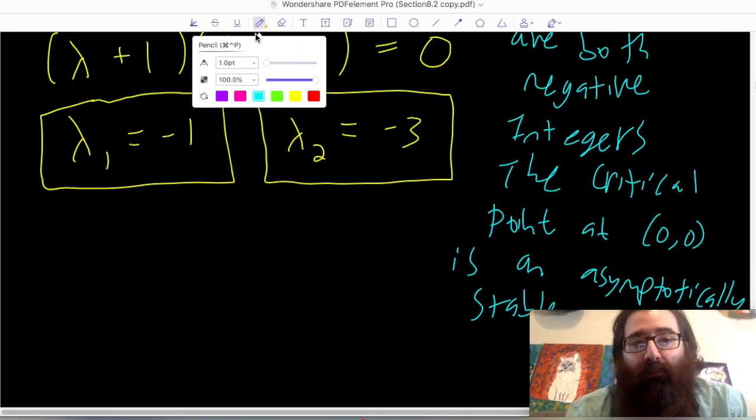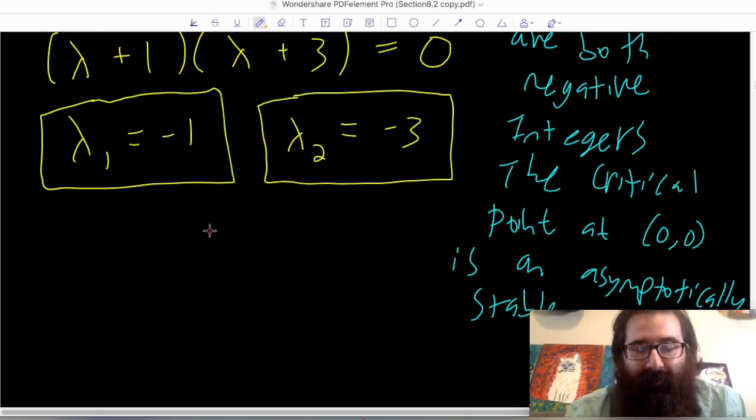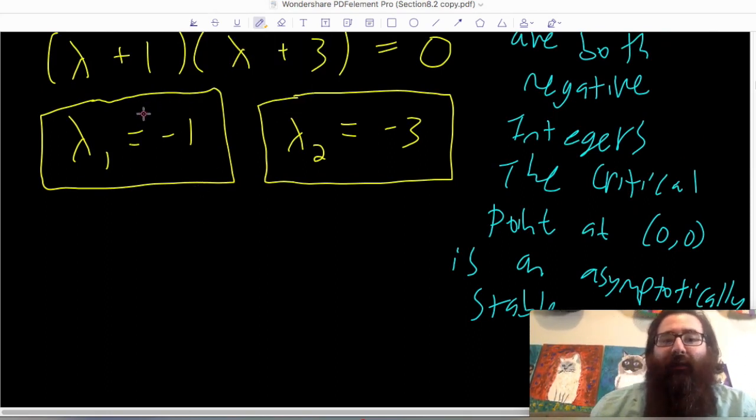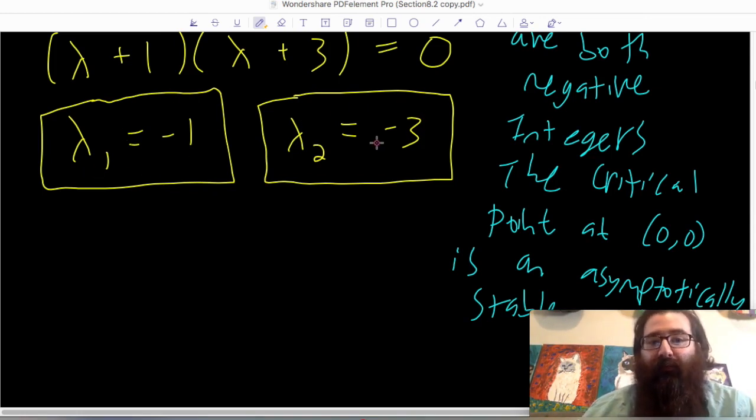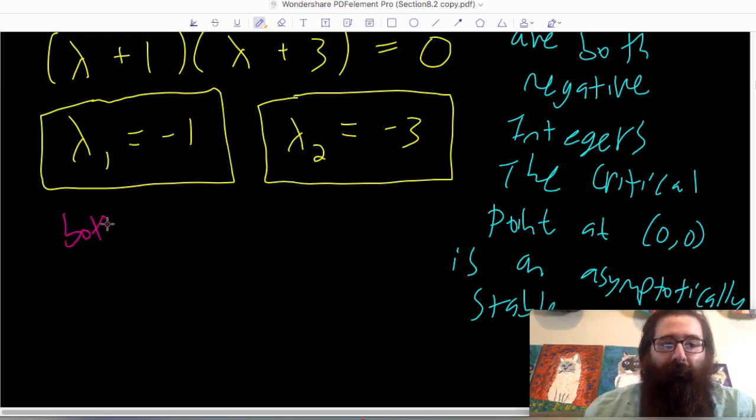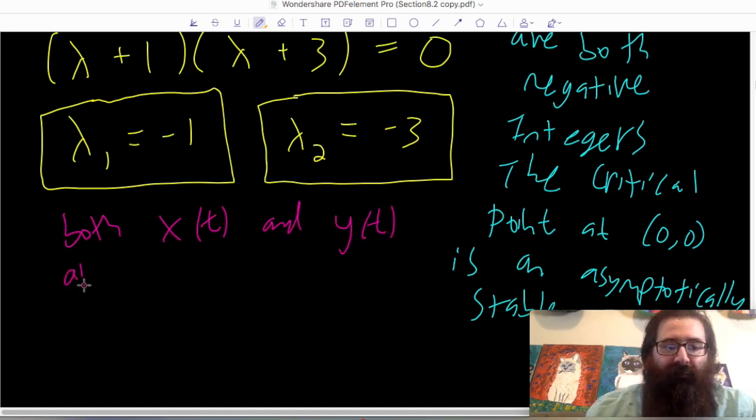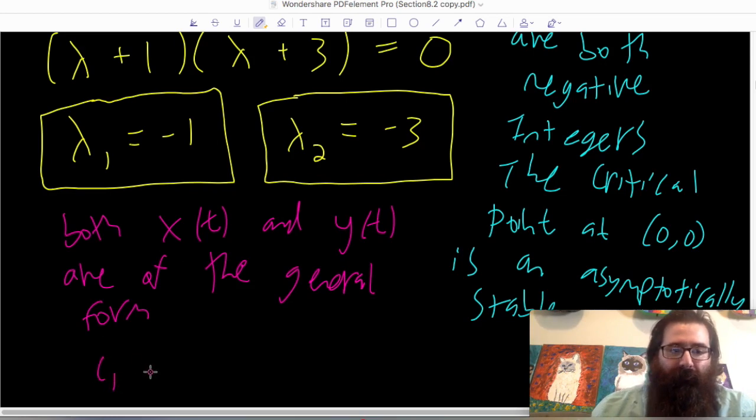And so a good question is, how do you know that without looking at that table from previously? Try to keep in mind the role that these eigenvalues play in building our solution to our first order linear system. We took a look at examples like this earlier on in the semester. So remember what this means. This means both x as a function of t and y as a function of t are of the general form c sub 1 e to the minus t plus c sub 2 e to the minus 3t.